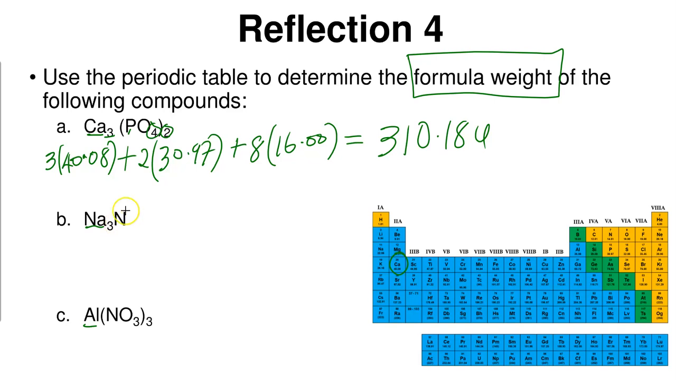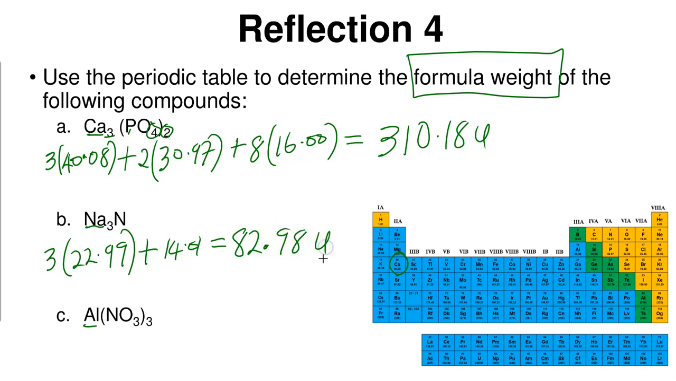For the next one, here we have sodium nitrite. Here, sodium. There are 3 sodiums here, so it will be 3 times 22.99, since each sodium weighs 22.99, plus nitrogen. There's one of them, 14.01. If you add everything together, you're going to get about 82.98 atomic mass units.